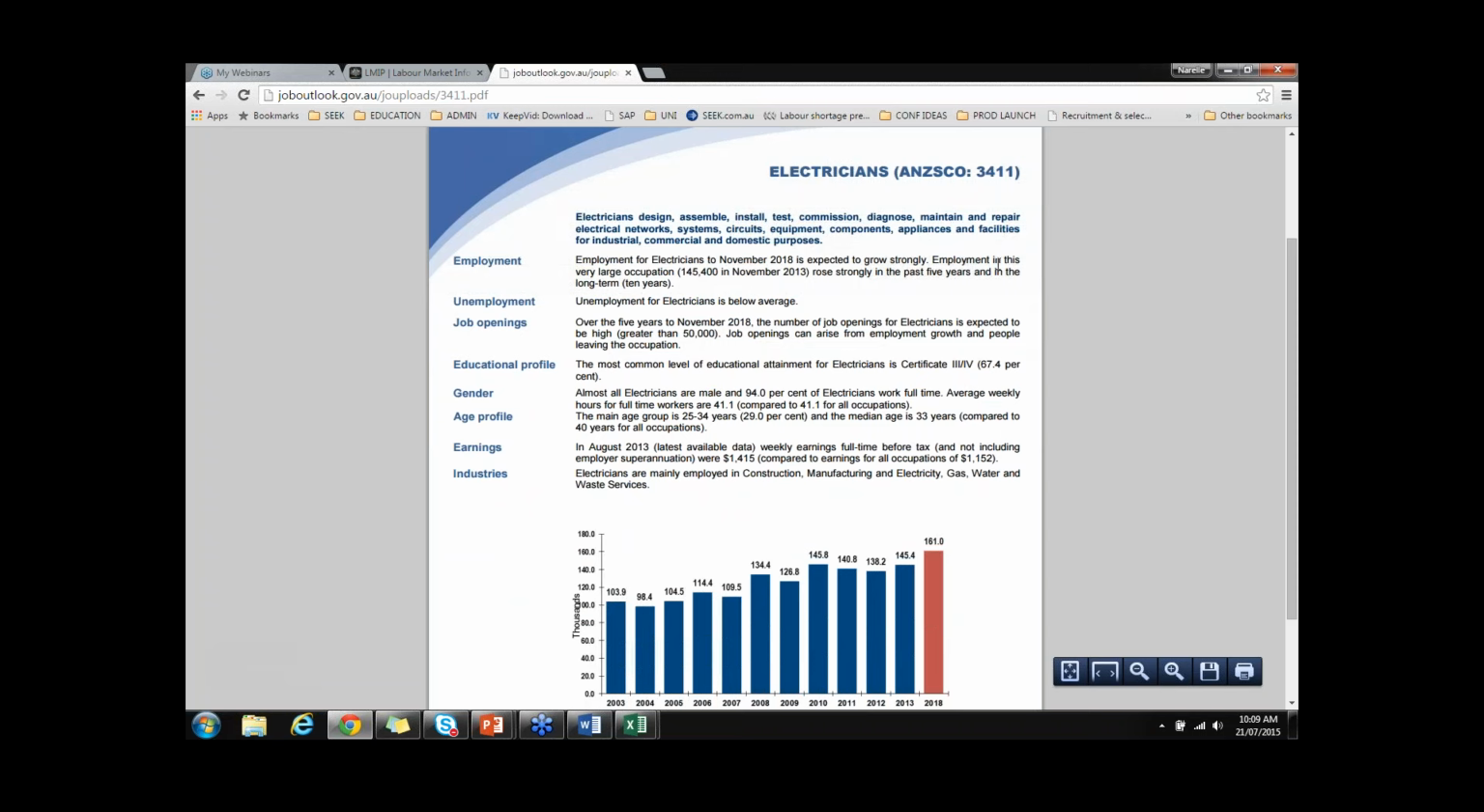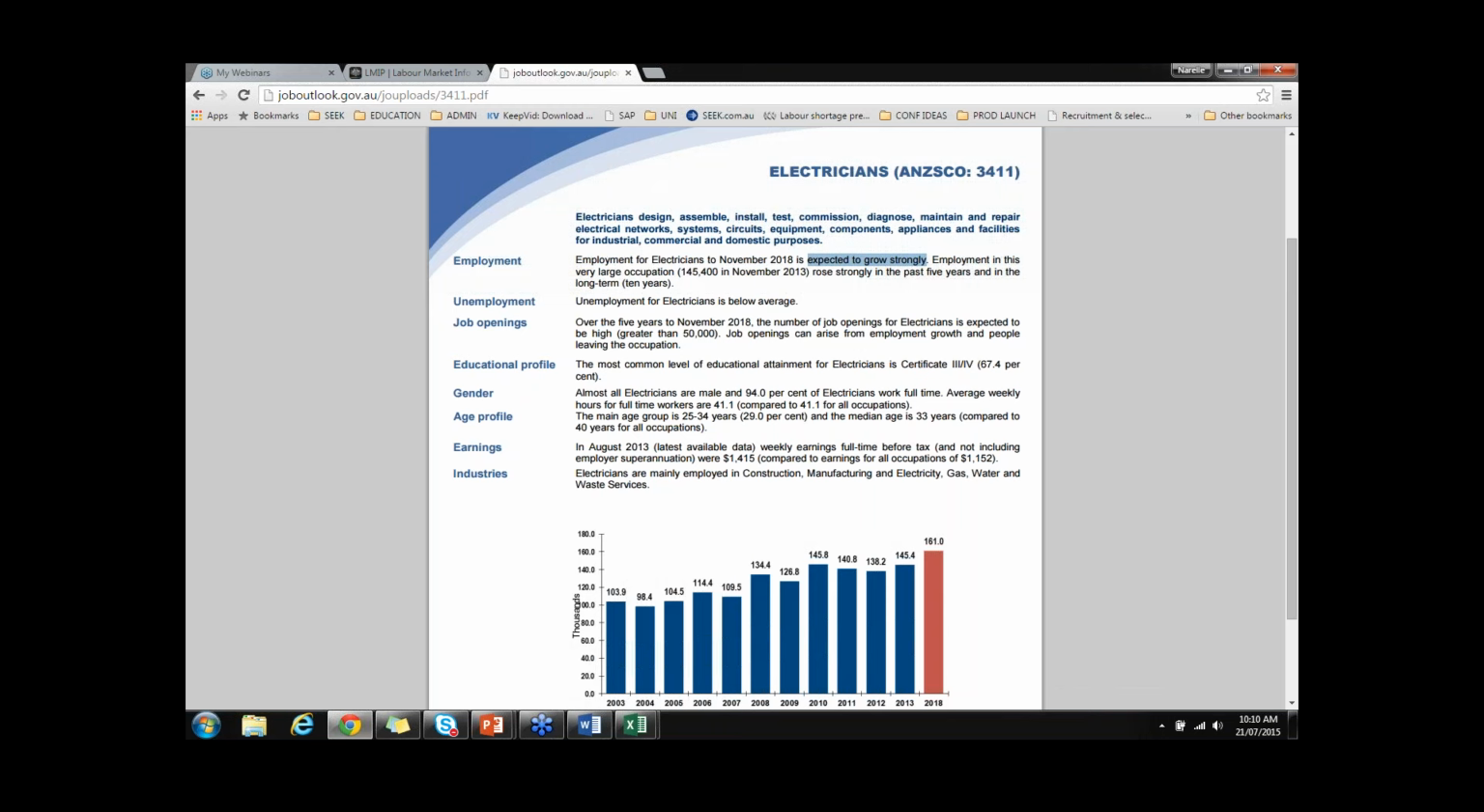So we know that this category has grown significantly over the last 10 years, right? It says up here that it's employment in this very large occupation. It's 145,000 people in this occupation. It's risen strongly over the past 5 years and over the long term. And it's expected to grow strongly over the next 5 years. So if it's expected to grow strongly, it's going to be difficult to resource for because there's going to be a lot of employers in competition for the same number of candidates. So we need to be able to think differently.